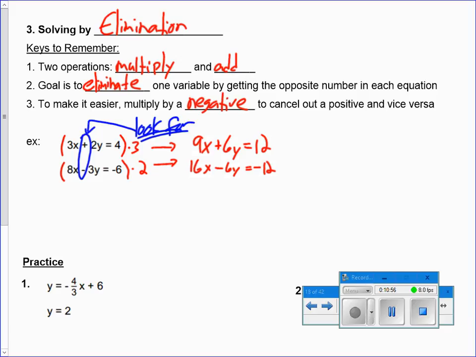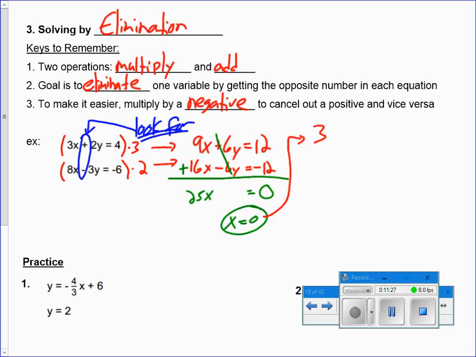The next thing we're going to do is add these two equations together. So these cancel out. I have 25x equals, and these actually cancel out on this one, 0. So dividing by 25, I get x is 0. And I can plug this 0 into either equation to get my answer for y, same as when we did substitution. So plugging into the top equation might be easier.